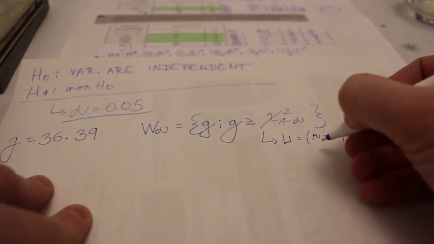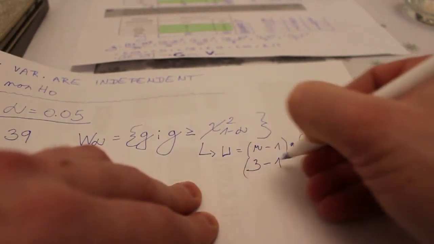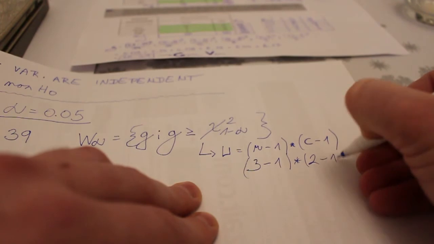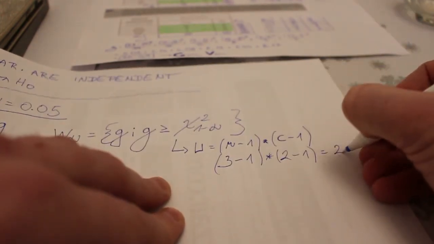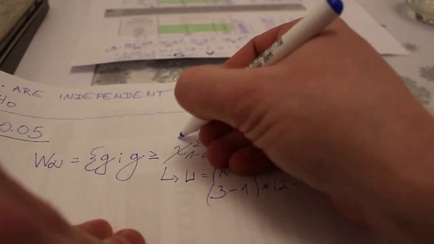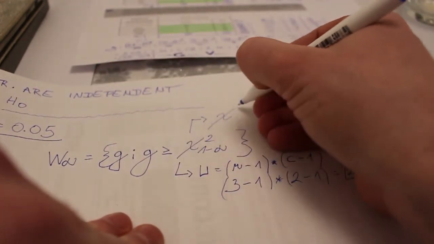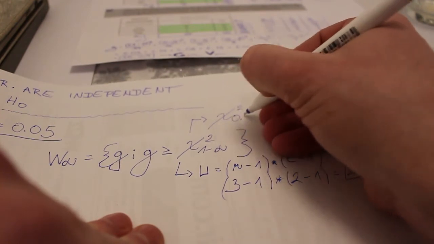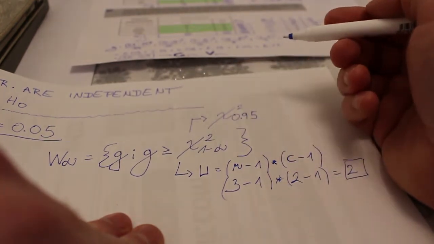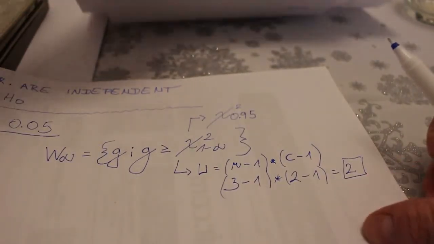Yes, number of rows. How many rows does our table have? We have 3 rows and 2 columns. So there is 3 minus 1 times 2 minus 1. 2 times 1 is equal to 2. 2 degrees of freedom. And this quantile, if we use 5% significance level, is quantile chi squared 0.95, the 95% quantile of the chi square distribution.